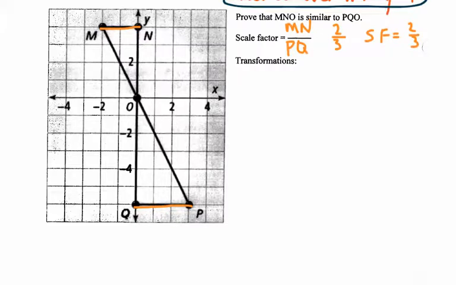So I take each point of PQO and multiply it by 2/3. So I'm going to do my work over here. My point P has the coordinates 3, -6. So I have to take 2/3 of 3, and that's 2. And I have to take 2/3 of -6, and that's -4. So my P prime is going to be 2, -4.